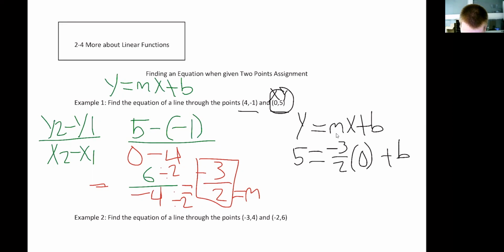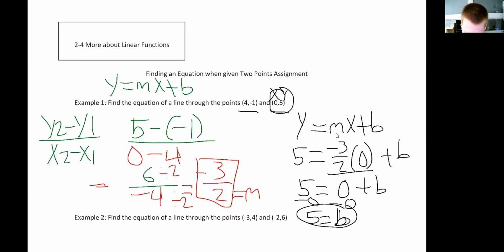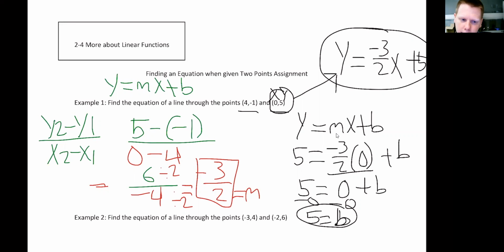If we work this out, first you multiply this. Negative 3/2 times 0, anything times 0 is just 0. So you're going to have 5 equals 0 plus b. You could subtract the 0 over, but basically 5 is your b. So we found our 2 pieces: our slope and our b. To write our final answer, you have y equals your m, negative 3/2 x, and then plus your b, so plus 5. That would be your final equation. Depending on what you're doing, you could graph it, but we're just trying to find the equation for now.